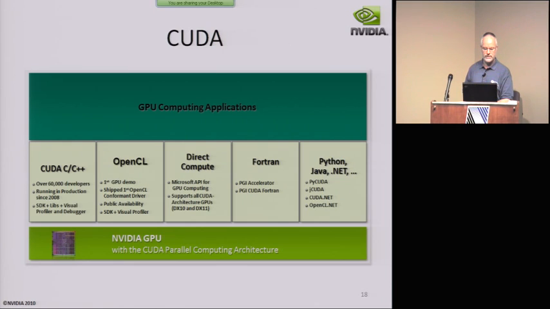We started with CUDA C and have been gradually extending that to C++. We have over 60,000, actually that number is close to 100,000 now, active developers, and we measure that by people who are actually active with downloading and re-downloading our SDK. And now the SDK includes a whole bunch of other things beyond the compiler.